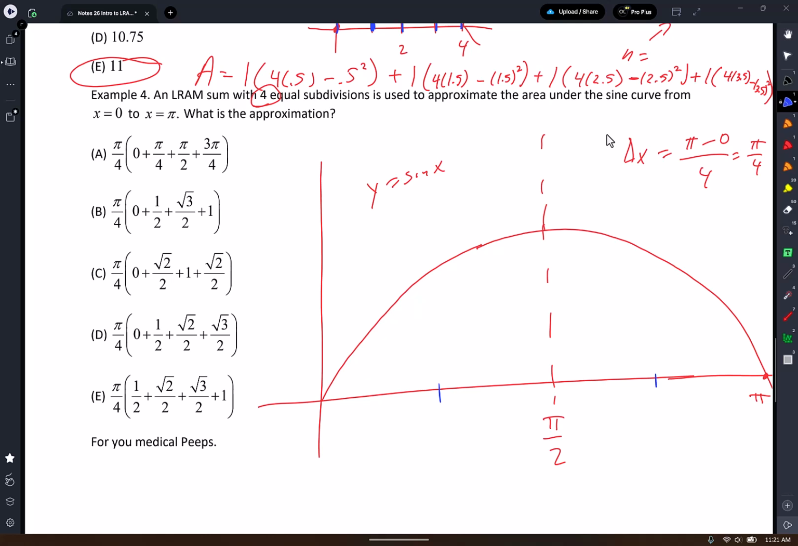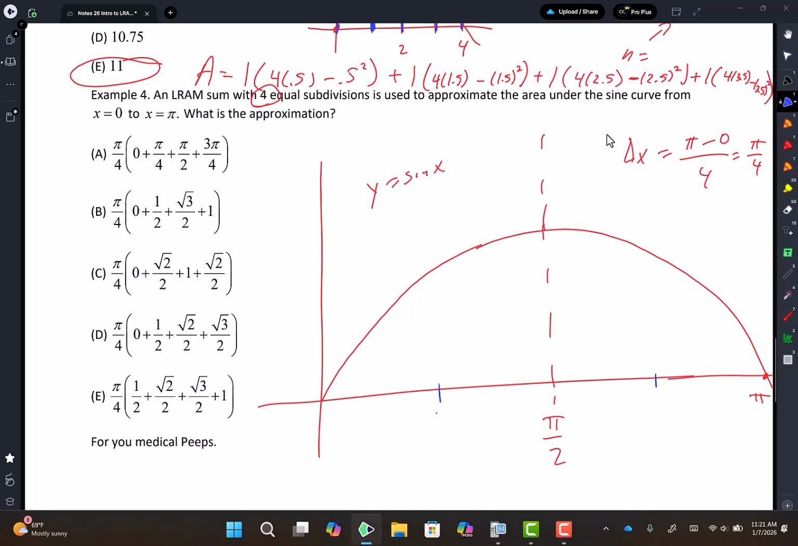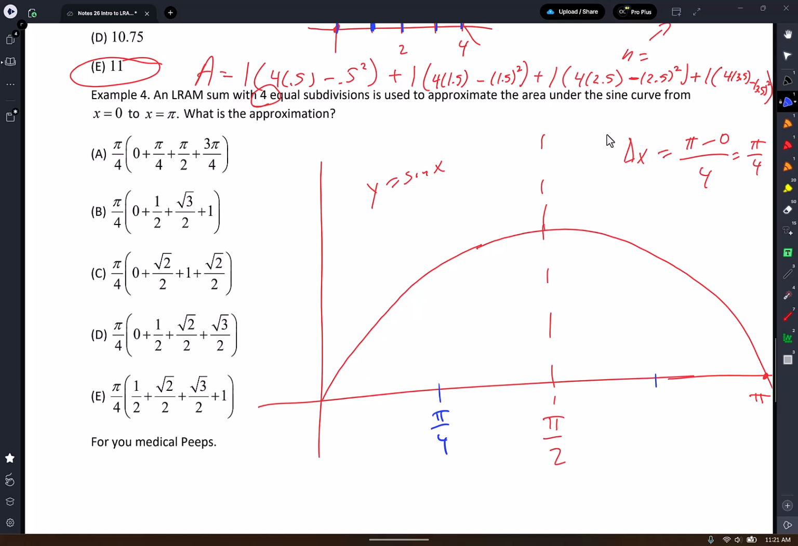Do they want me to use LRAM, MRAM, or RRAM? LRAM. This is pi over 4. Pi over 4 plus pi over 4 is pi over 2. And pi over 2 plus pi over 4 is 3 pi over 4. So just a little bit of pre-cal. Here's my first rectangle, guys. You don't have one. It's on the x-axis.